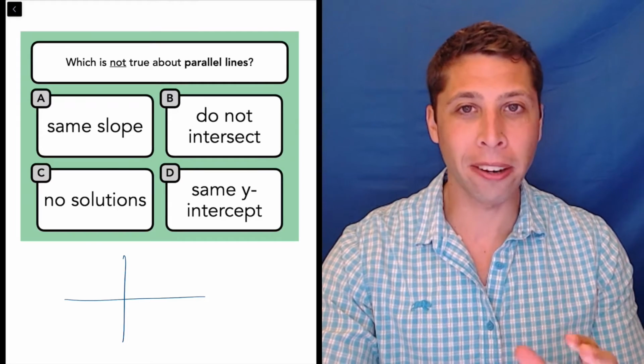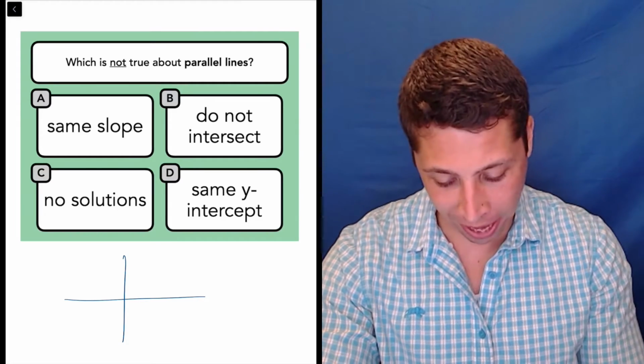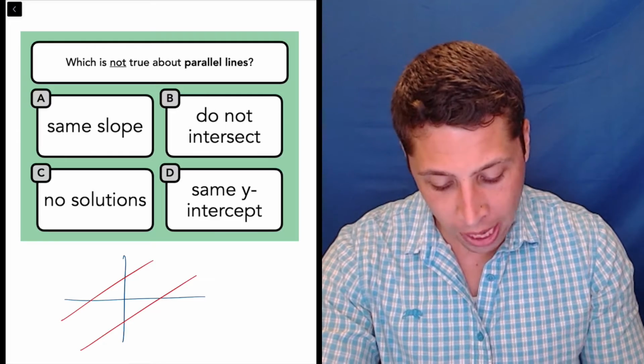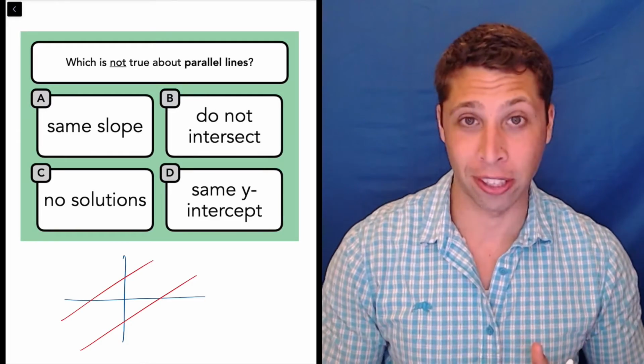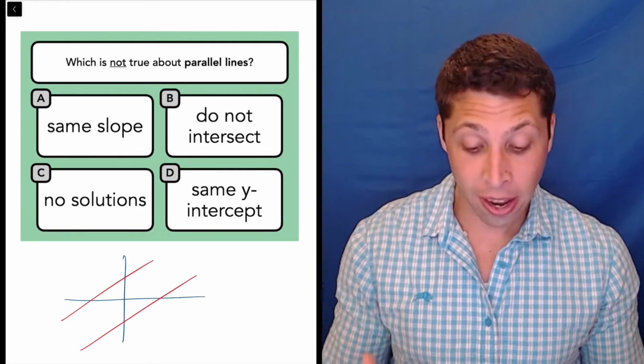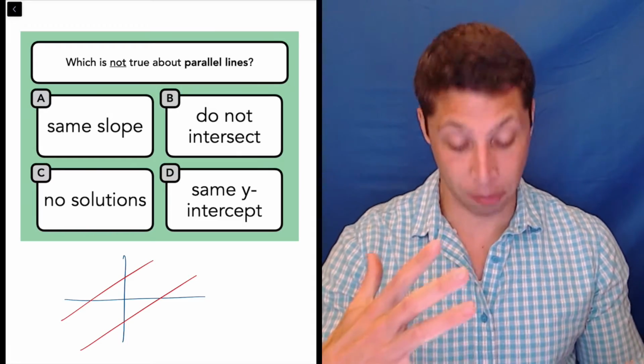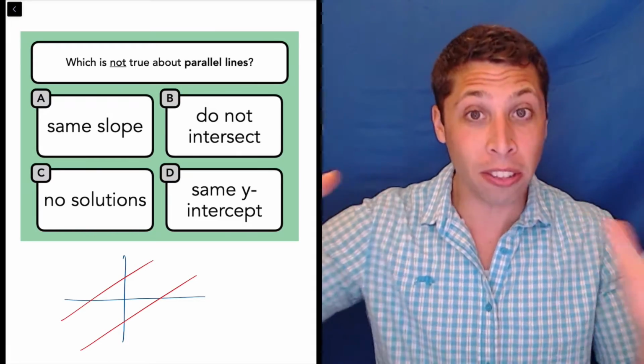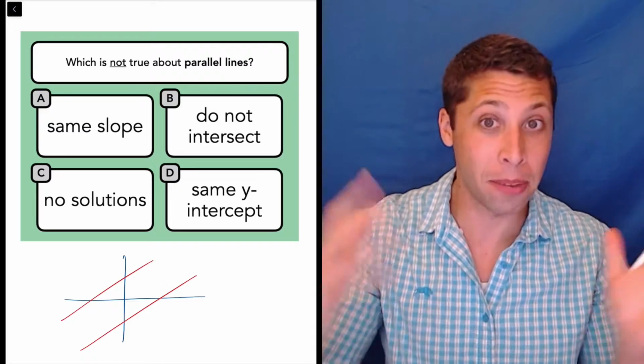The most important thing about parallel lines is being able to picture them in your head, right? What do they look like? Well, they're going to be two lines going in the exact same direction. So you can see here, they have the same slope because they're going in the same direction. They do not intersect because they're never moving towards each other. They're always the same distance apart.